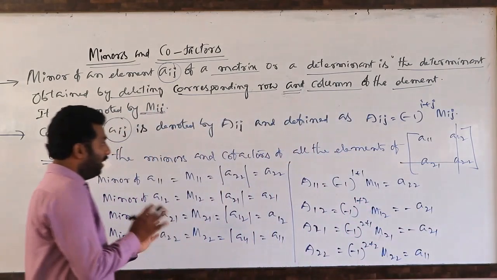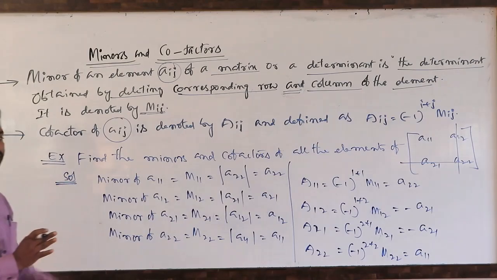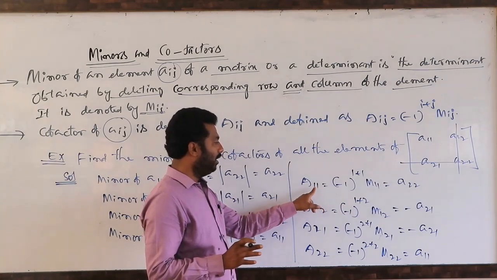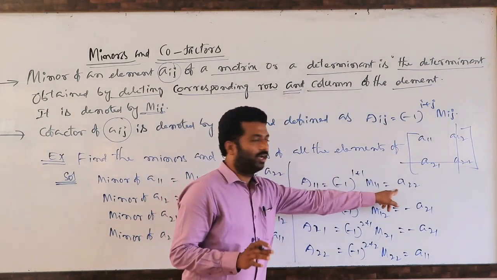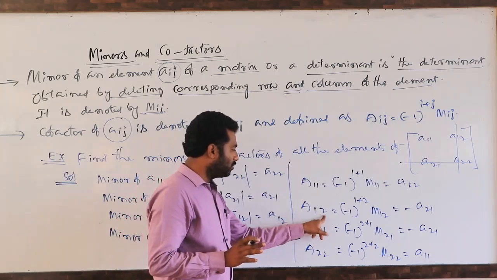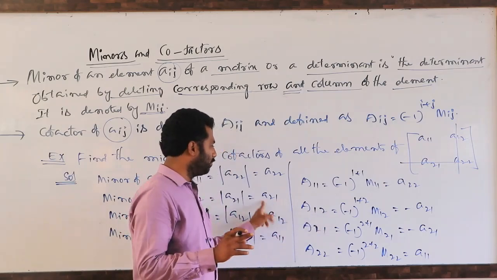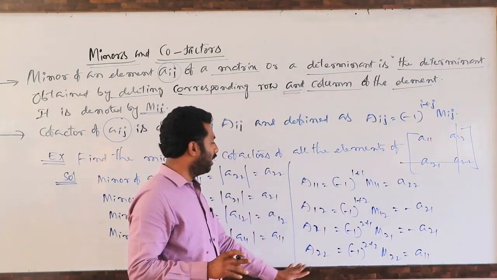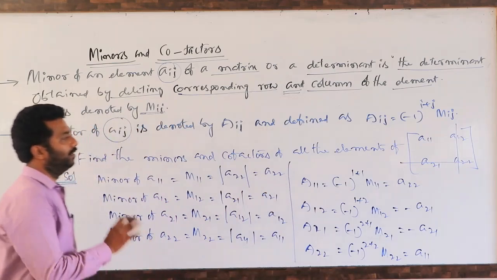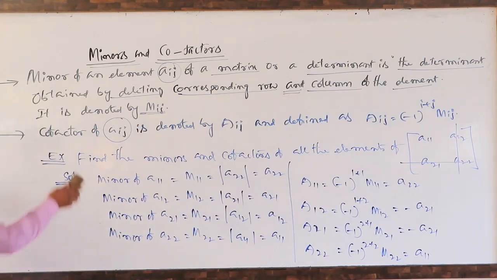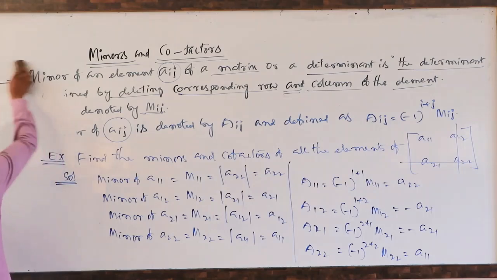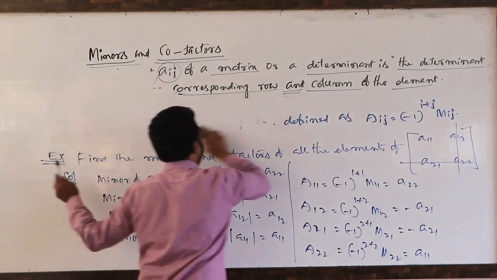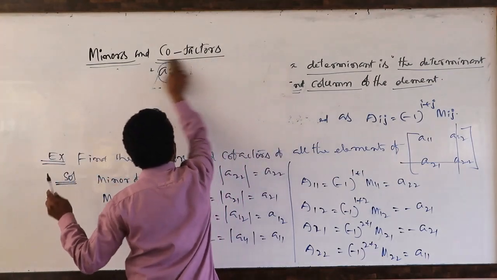See, minors and cofactors differ by only sign. What is the sign? When the suffix sum 1 plus 1 is an even number, the minor and cofactor values are the same. When the suffix sum 1 plus 2 is an odd number, plus becomes minus and minus becomes plus. So this is how cofactors are calculated. For a 3 by 3 determinant also, we calculate in the same way. One example I will take.